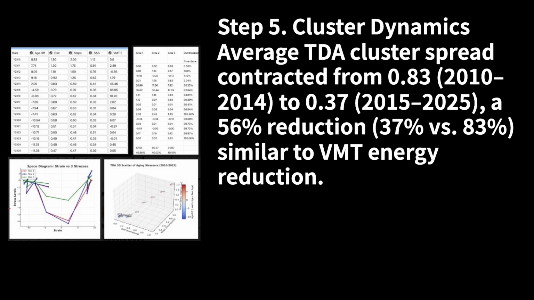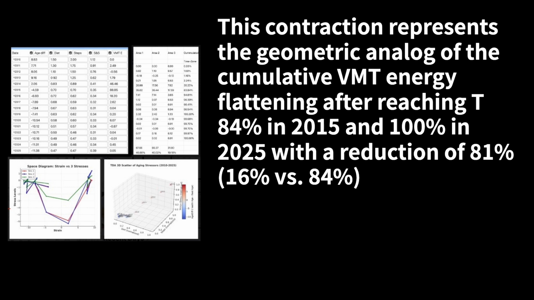Step 5. Cluster dynamics: average TDA cluster spread contracted from 0.83, from 2010 to 2014, to 0.37, from 2015 to 2025, a 56% reduction, 37% versus 83%, similar to the VMT energy reduction. This contraction represents the geometric analog of the cumulative VMT energy flattening after reaching 84% in 2015 and 100% in 2025, with a reduction of 81%, 16% versus 84%.